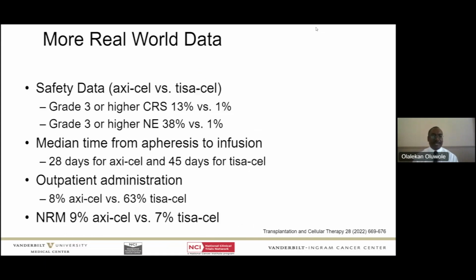The safety data also showed that CRS was also high, or maybe even a little bit higher in the real world setting than in the registration studies. There are multiple reasons why this could be so. Some patients who may have not been eligible for a registration study because they have rapidly proliferative disease, they may be able to go in the post-marketing setting and they may have more side effects.